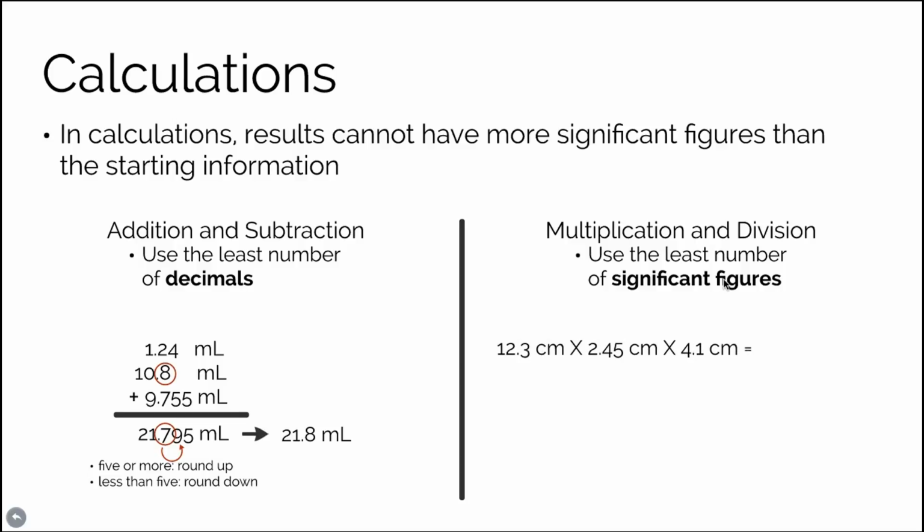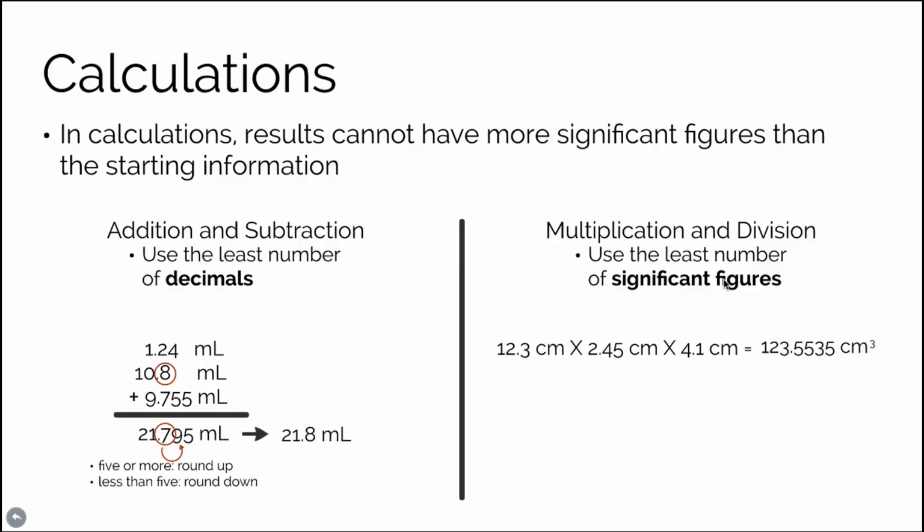Let's say that you have a block of styrofoam or a block of wood, and you want to know what its volume is. You can calculate it using length times width times height, and this is what you get: 12.3 centimeters times 2.45 centimeters times 4.1 centimeters. If you take all those numbers and put them into the calculator, you get 123.5535.